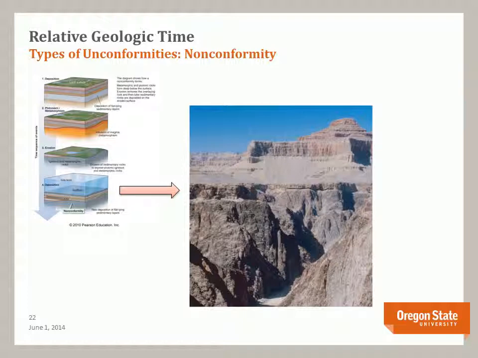So to summarize, there are three types of unconformities: the angular unconformity, which is fairly easy to remember, I think; the disconformity, where D stands for deposition; and then the nonconformity, which is a boundary between metamorphic or igneous rocks and younger sedimentary rocks.